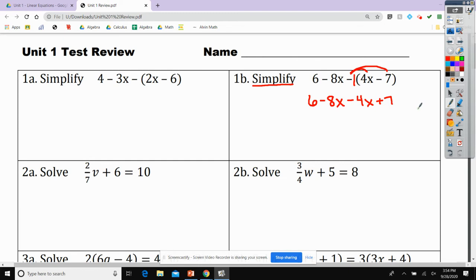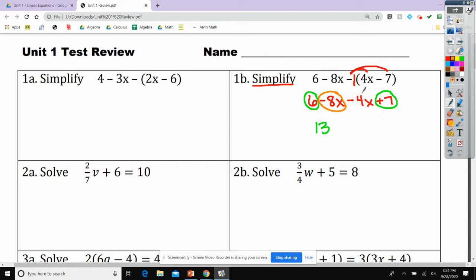So now that we've distributed, we just need to figure out what our like terms are. So I'll start with this 6. So the like term to 6 is any other number without a variable, which in this case would be +7. So 6 plus 7 equals 13. And then my next one is the variable x. So I'll find all terms with an x.